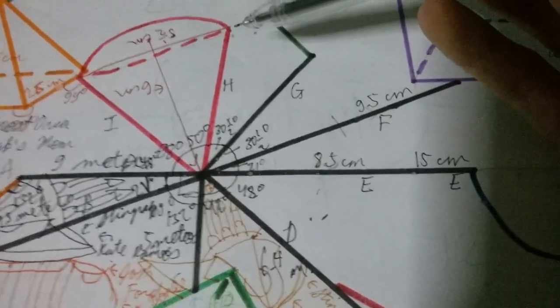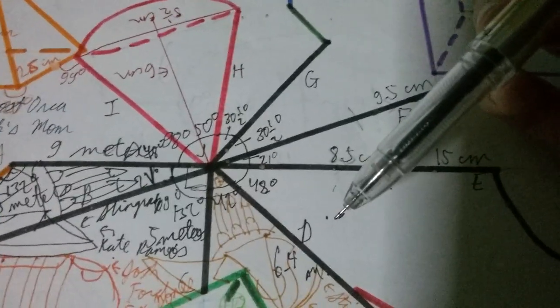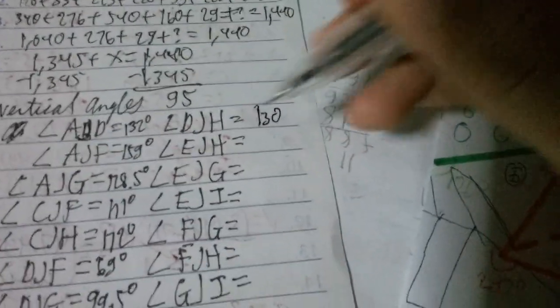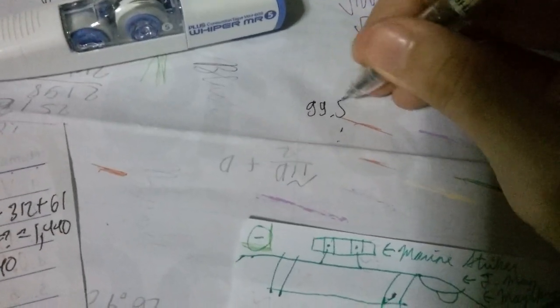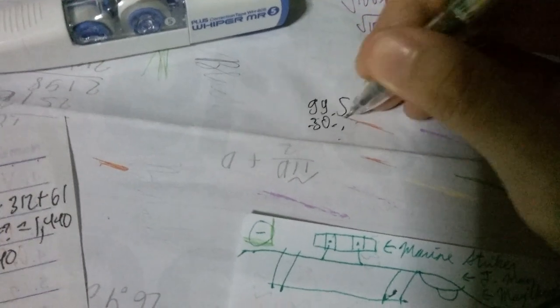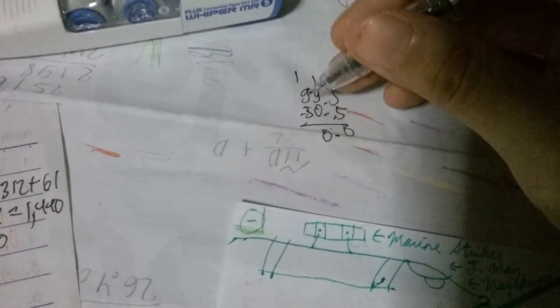What about DJH? You just add again. Or you can do 69 plus 61. And 69 plus 61 equals 130 degrees, right? Or you can do 99.5 plus 30.5. 10, 10. 1 plus 9 is 10. 13. So 130.